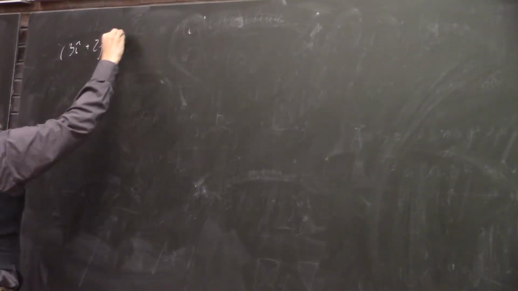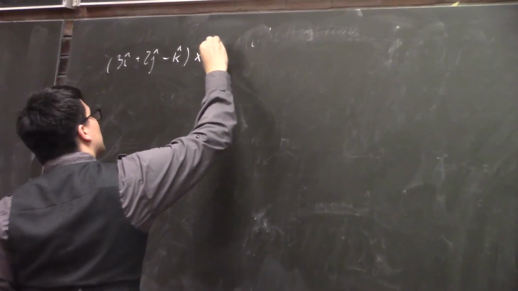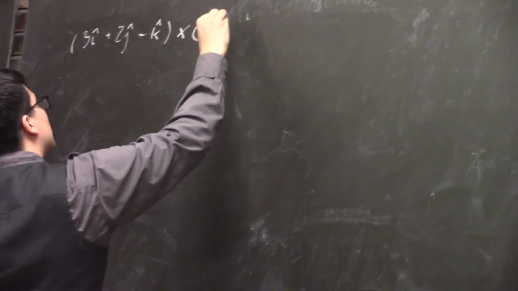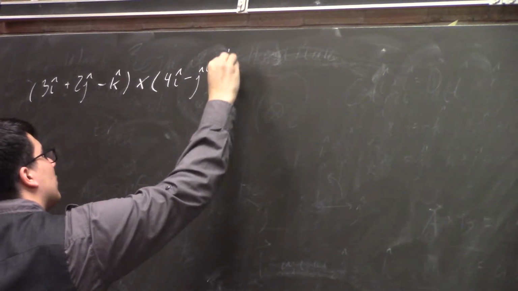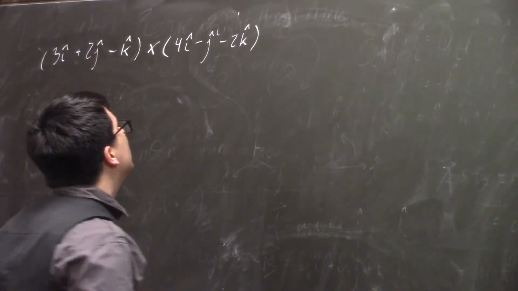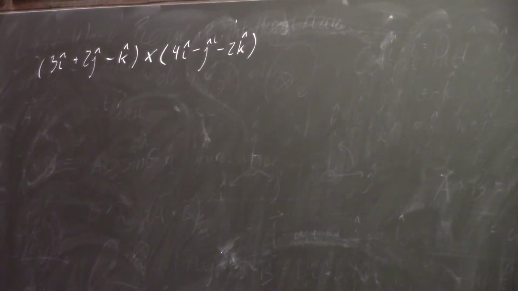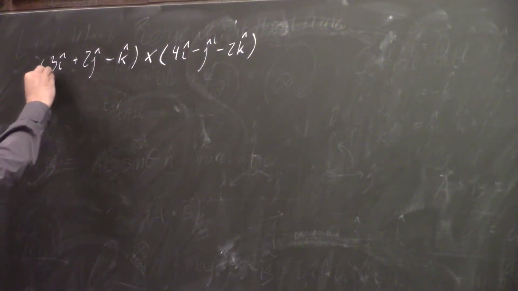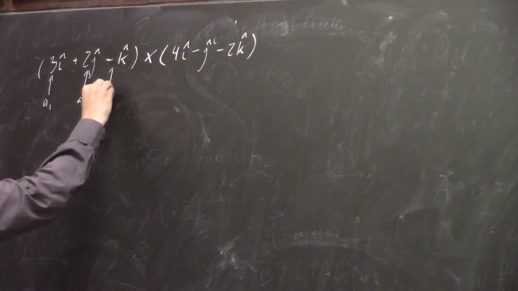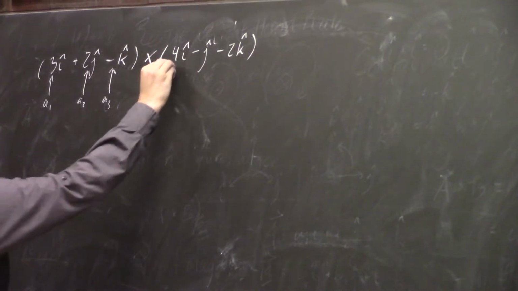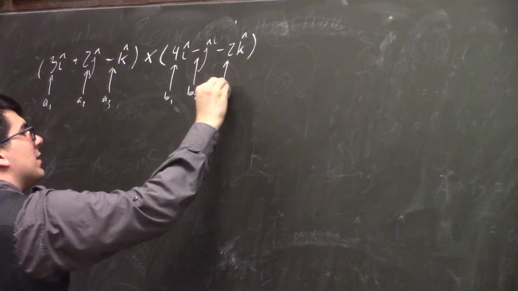2j minus k. And then I'm taking the cross product with 4i minus j minus 2k. Something like that. Alright. And let's take the cross product of these two vectors here. So this would be technically my a1, my a2, my a3. This would be my b1, my b2, and my b3.